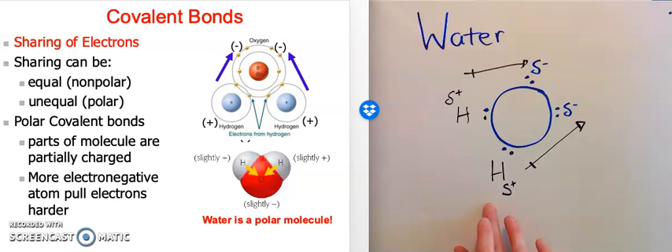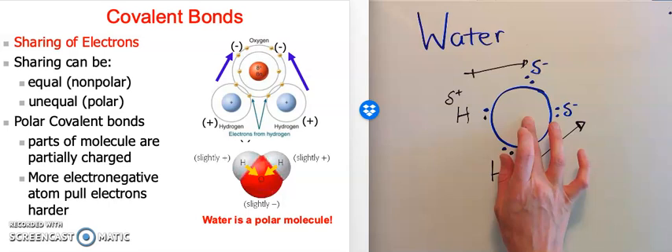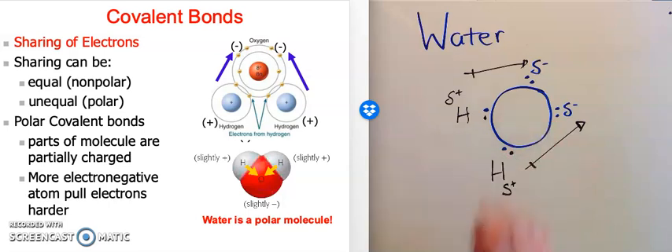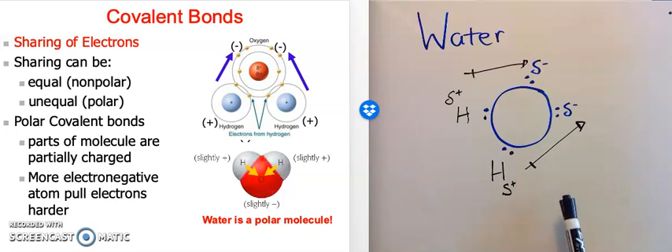polar covalent bonds. What that means is that the oxygen is highly electronegative. It loves electrons and pulls them towards itself. So the consequence of this is that one side of the oxygen molecule is partially negative, and the other side of the water molecule, on the hydrogen side, is partially positive.